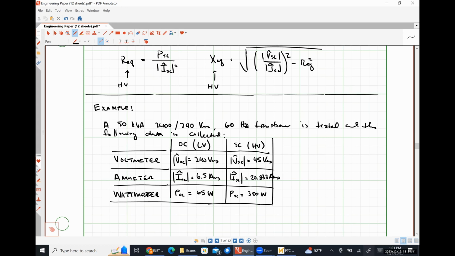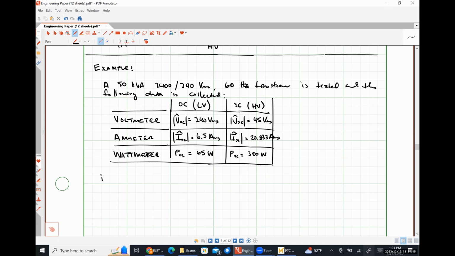And I want us to determine the equivalent circuit referred to the high voltage side of the transformer.